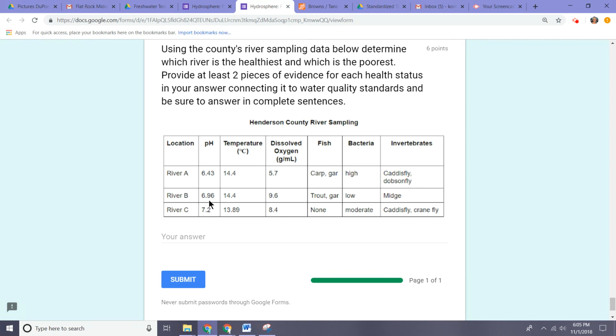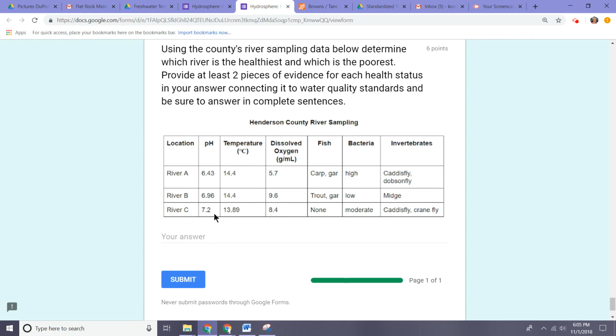In River B, the pH was 6.96, temperature is 14.4 degrees Celsius, dissolved oxygen is 9.6 grams per milliliter. Fish found were trout and gar. The bacteria is low. The invertebrates were midge.